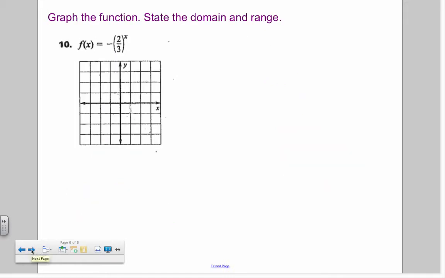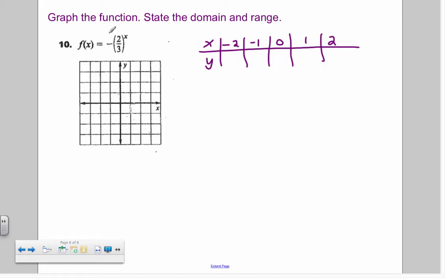For number 10, it asks us to graph the function, state the domain and range. So I'm going to make myself an x-y chart with -2, -1, 0, 1, and 2. So I'm going to plug in these values and go ahead and graph. I know because I have a negative in the front, this is going to end up being flipped over the x-axis, so it's going to look like it's going downward.